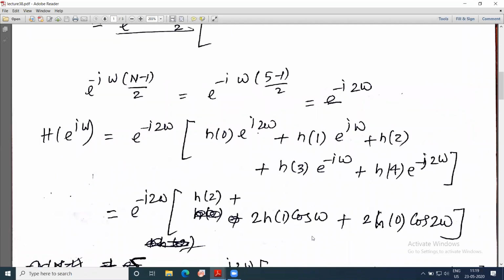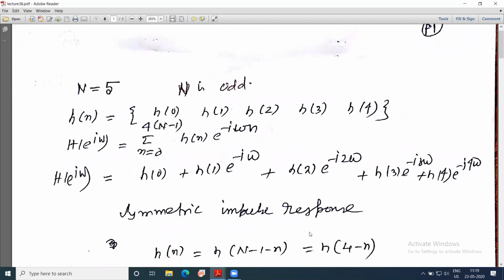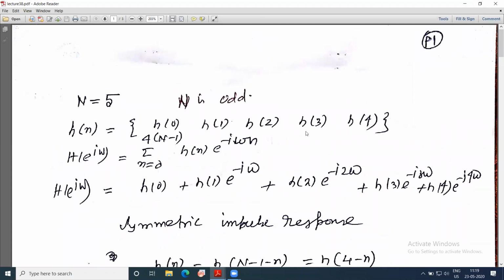Let me discuss another important thing which I forgot to tell. If you look at the number of samples, if you see 5, then (n minus 1) by 2 means 2, if n equal to 5. With respect to 2, this is symmetric, because with respect to 2, on the left-hand side there are 2 samples, and on the right-hand side also there are 2 samples. So with respect to (n minus 1) by 2, the impulse response is symmetric.